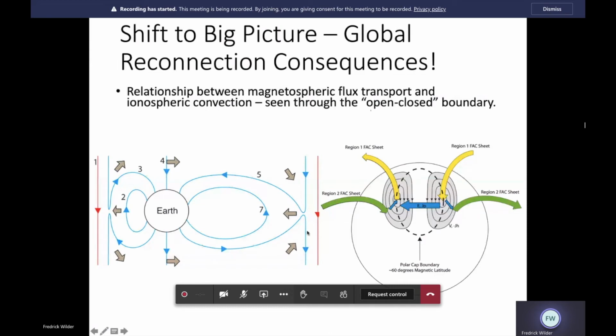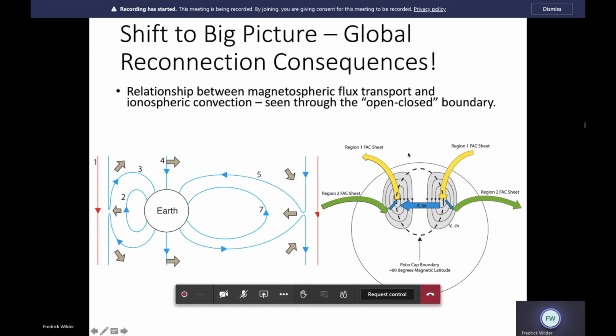So why do we care about reconnection? Well, if we go back to the big picture, this is that Dungey cycle where you reconnect on the dayside and close in the tail. That drives dynamics throughout the magnetosphere and in the ionosphere. So this is looking at the polar ionosphere. This circle is about 60 degrees magnetic latitude. This is where the aurora would be. The aurora kind of looks like an oval if you look from space. And that auroral oval also acts as sort of a boundary between open and closed magnetic fields.